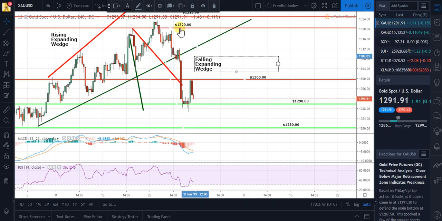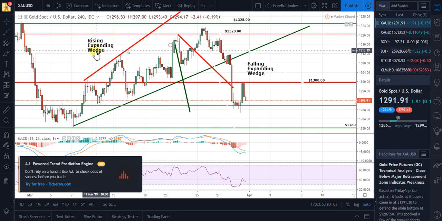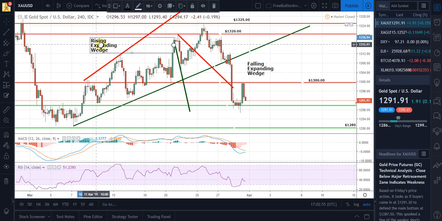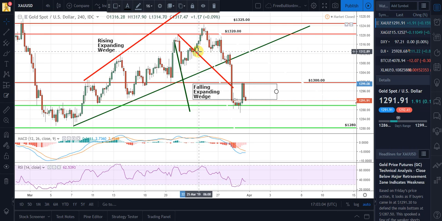Today is March 30th, and I'm doing a review and outlook for the price of gold. This is gold's 4-hour chart. In review of last week's video, I had shown you this rising expanding wedge, which is a negative pattern over the price of gold, and this falling expanding wedge, which is a positive pattern over the price of gold. Both patterns were confirmed last week.